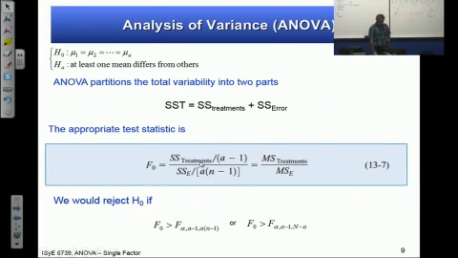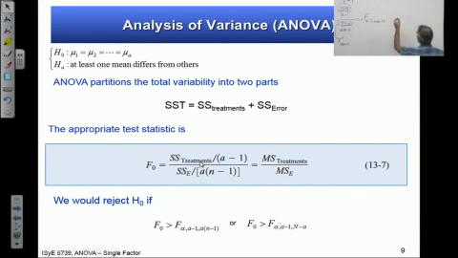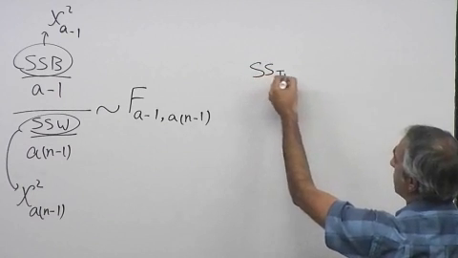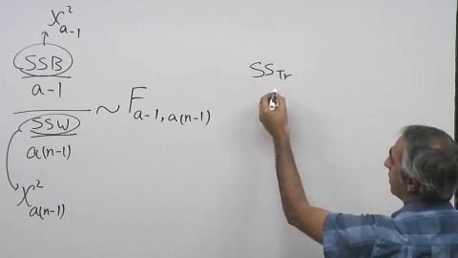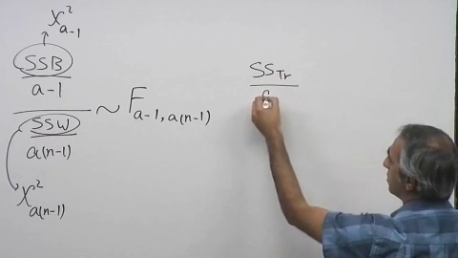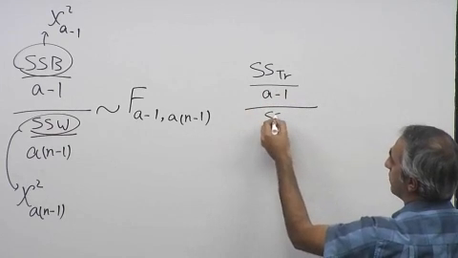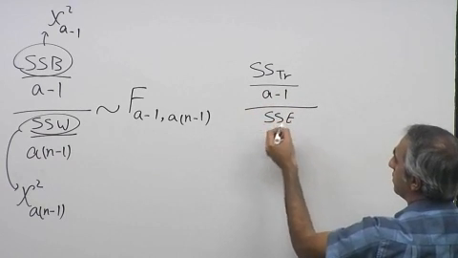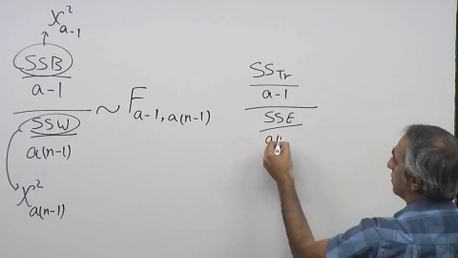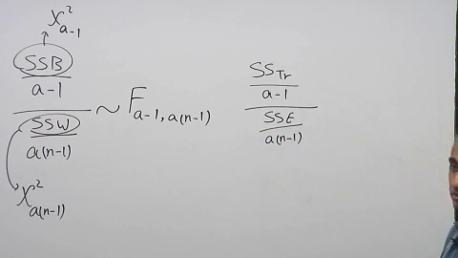By the way, sometimes instead of using SS between, they use SS of treatment. That's another terminology. And instead of using SS within, they use SS error, sum of squares of error. So SS is sum of squares.